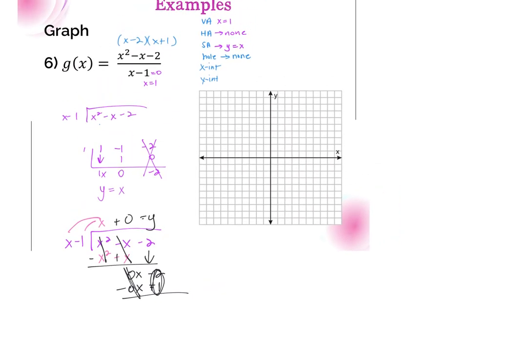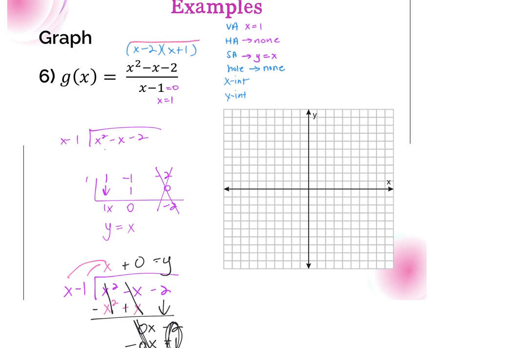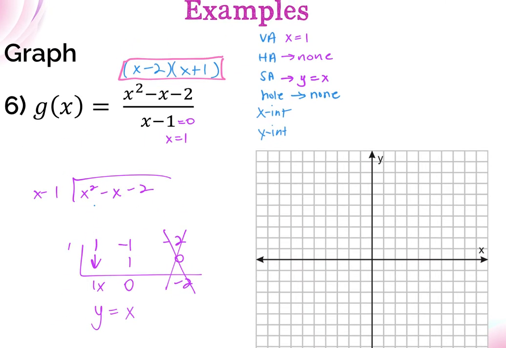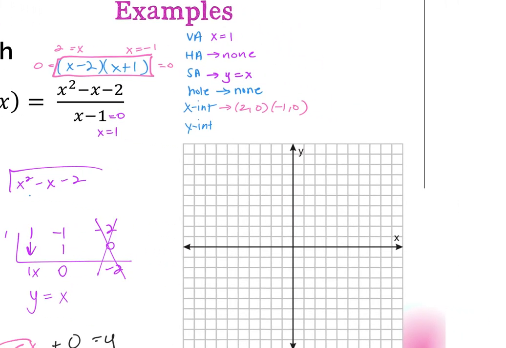Now I need my x-intercepts, so I set my numerator equal to 0. I already factored it, so I might as well just use that. I get x equals 2 and x equals -1. And then for my y-intercept, I plug 0 in for x. I get 0 squared minus 0 minus 2, so -2 over 0 minus 1, -1, and that's 2.